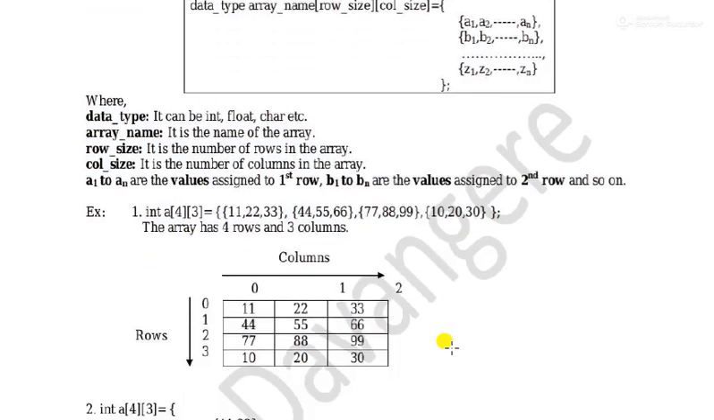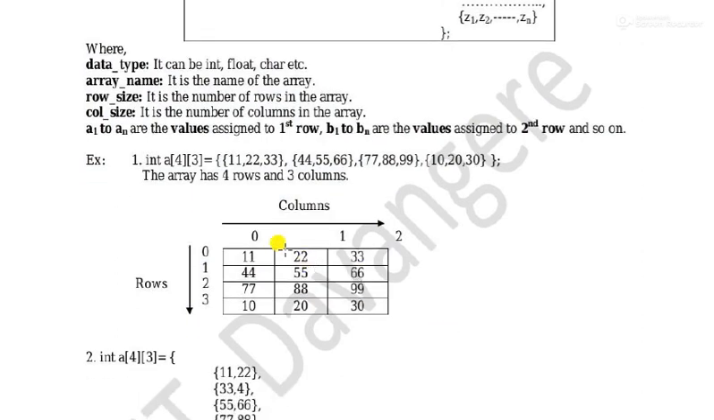So listen here. How many columns? 3 columns. Columns and then rows, X and Y axis, two-dimensional. Rows 0, 1, 2, 3. So first row: 11, 22, 33. For the second row: 44, 55, 66. Third row: 77, 88, 99. And then for the fourth row: 10, 20, 30. And array indexing starts from 0. That's why we are starting from 0.